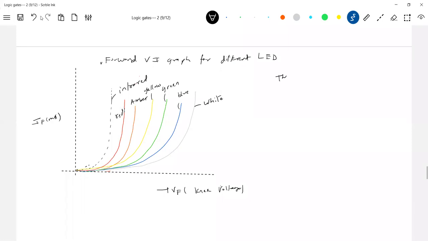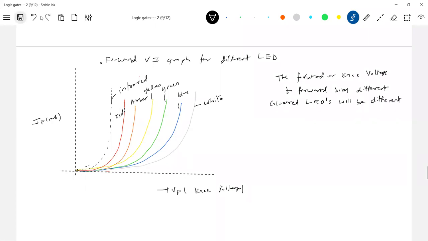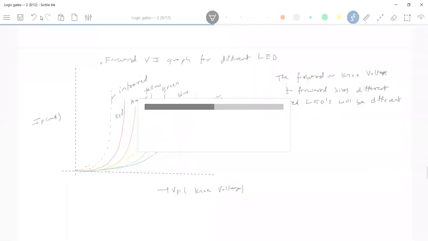So the forward voltage, the knee voltage to forward bias different colored LEDs, will be different. This was already asked, which means there is a possibility of it being asked again. Just do remember.